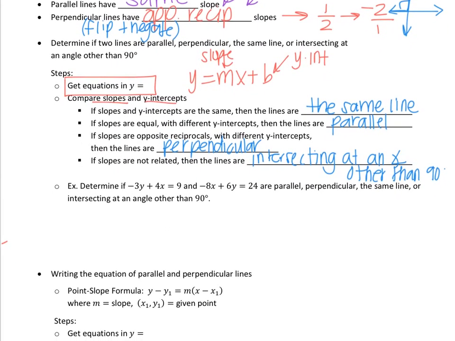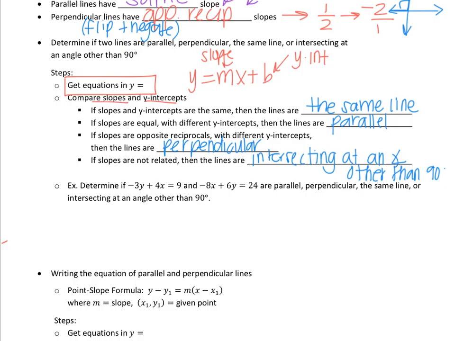So we have an example here where we get to talk about determining whether the lines are parallel, perpendicular, the same, or intersecting. So first, again, we have to get the equations in y equals. So I'm going to jot the first one down off to the side here, and we're going to think about getting y by itself. So first that means that we need to subtract 4x. So now we have negative 3y equals negative 4x plus 9. The next step is to divide by negative 3 on all parts.